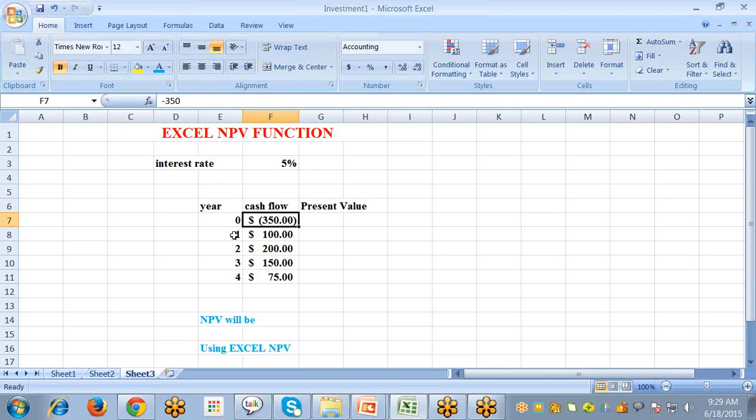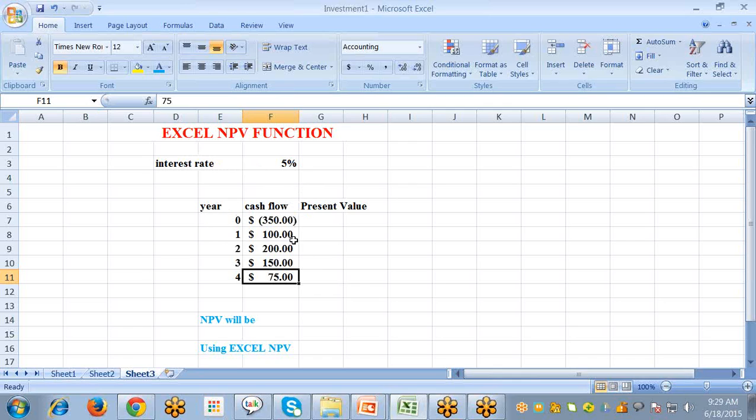At the end of the first year, we have the cash flow of $100. At the end of the second year, we have the cash flow of $200. At the end of the third year, we have the cash flow of $150. And at the end of the fourth year, we have the cash flow of $75. So, how to calculate the net present value of all this cash flow? And we have the interest rate of 5%.